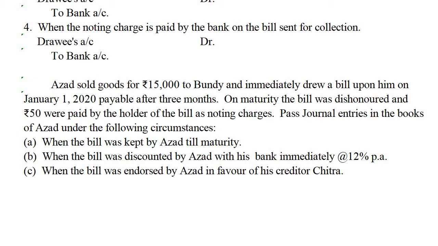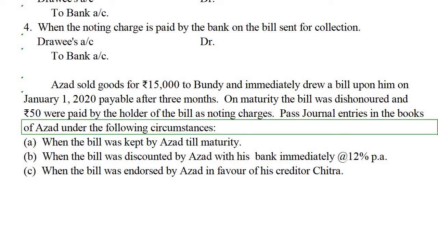So then it says that on maturity the bill was dishonored. The bill was dishonored by Bounty, and rupees 50 were paid by the holder of the bill as noting charges. Who was holding the bill paid 50 rupees as noting charges. Pass journal entries in the books of Asad, and Bounty also.